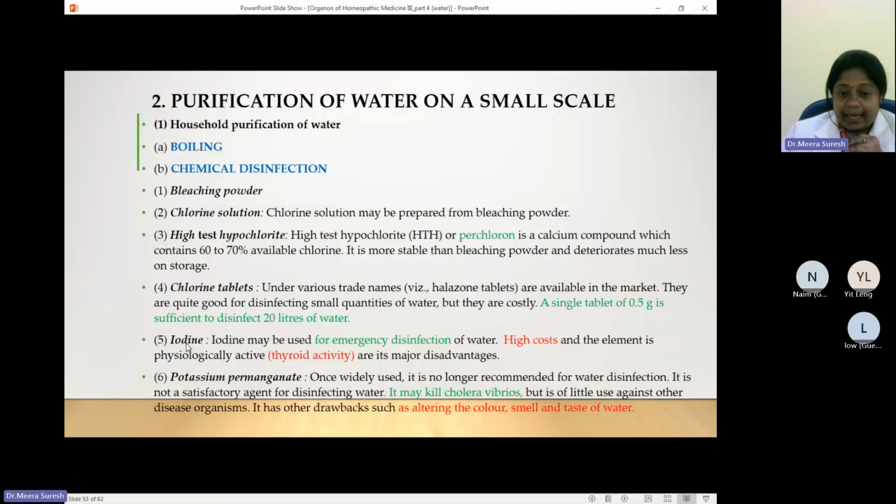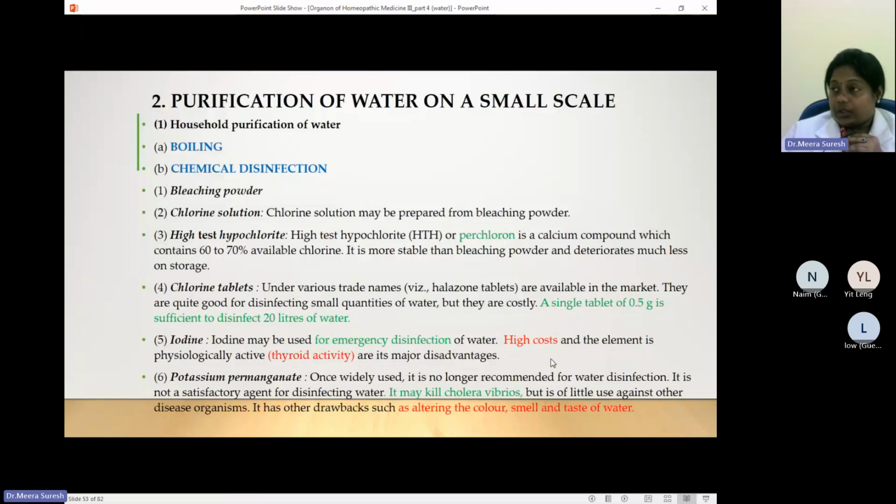Then we can use iodine, which is usually used for emergency disinfection of water. Like when we get to know there is a cholera outbreak or a viral hepatitis A outbreak, we go to that particular area, suppose a village, and we see that this is the well from which all the people in that village are taking water. In those conditions, because it is an emergency, we can use iodine. It will be more effective than chlorine for emergency purposes.